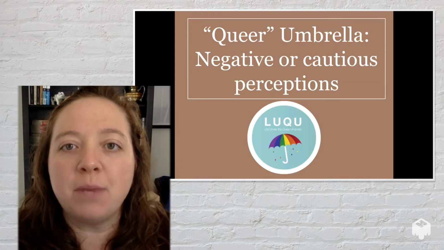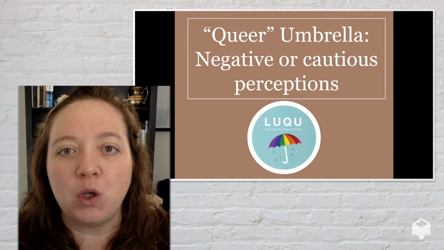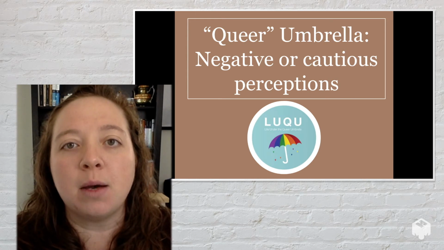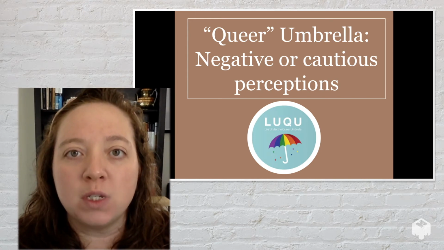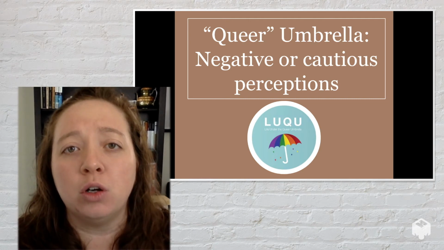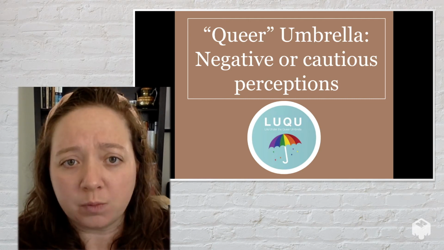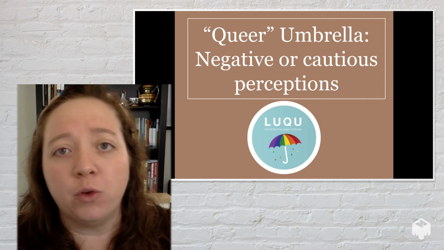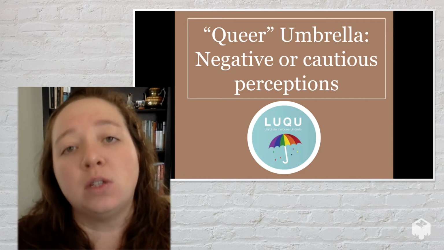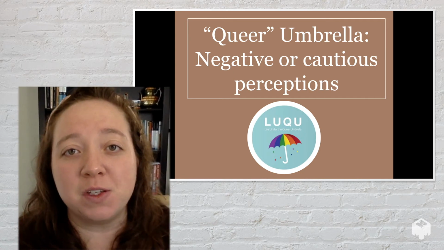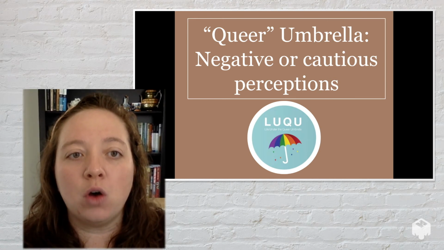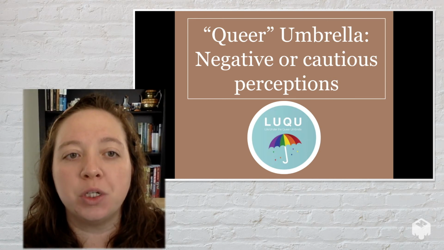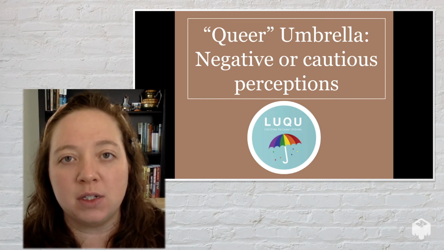However, there are also some negative or cautious perceptions about using the term queer in this umbrella identity category way. First and foremost, it relies on a historical slur, which may be particularly traumatic, especially for older people for whom this word was an insult and may have been accompanied by physical violence. Using queer as an umbrella category also collapses or ignores important differences between identity groups and their lived experiences.